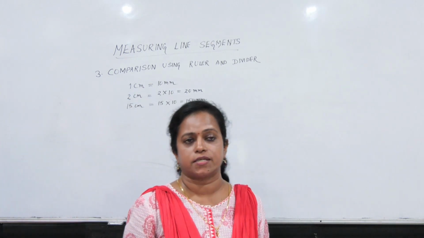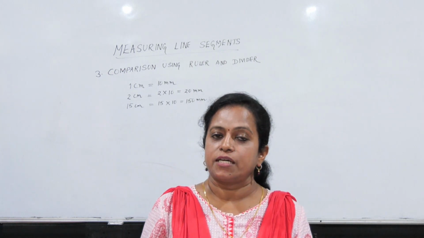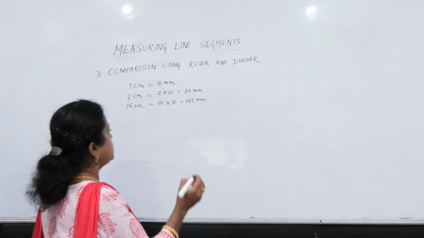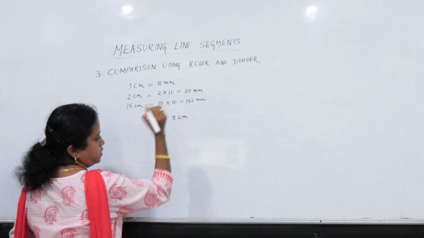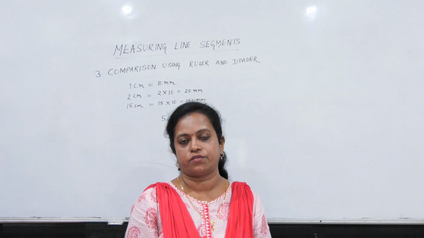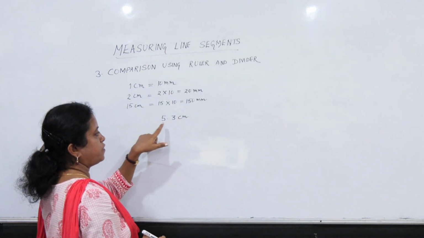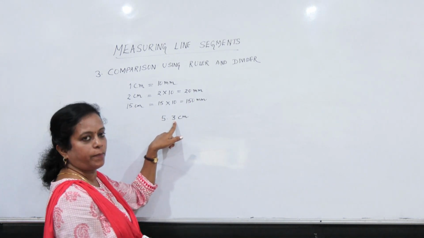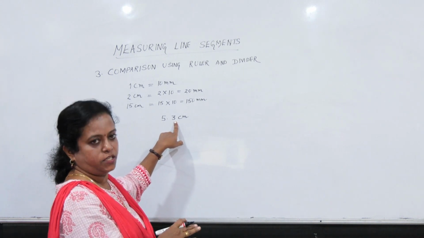Now how do we use a scale for comparison of line segment? Like sometimes you get a line segment which is having a length 5.3 centimeter, or you are asked to draw a line segment which is of length 5.3 centimeter. Now here in this 5.3 centimeter, the whole part represents centimeter, and the decimal part is actually millimeter that has been converted into centimeter.